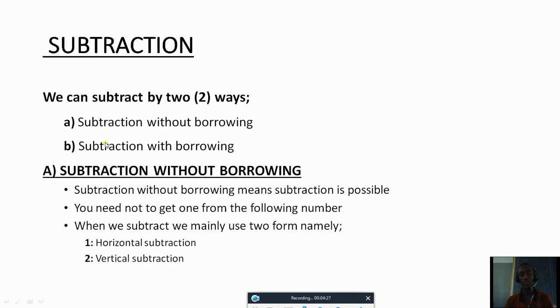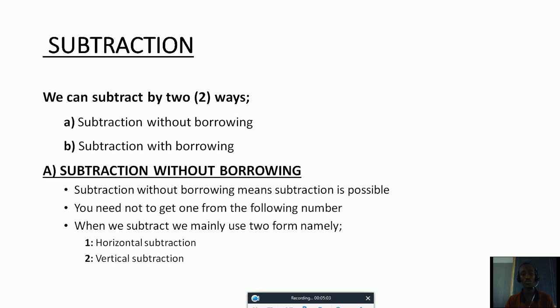When we do it without borrowing, it means that the subtraction is possible. You have a big number and you subtract a small number. But if we do a subtraction with borrowing, it means that we have a small number and we have to subtract a big number, so subtraction there is impossible. That's why we borrow a value in order to add to the value of that number and make the subtraction possible. Okay, I think we are together.